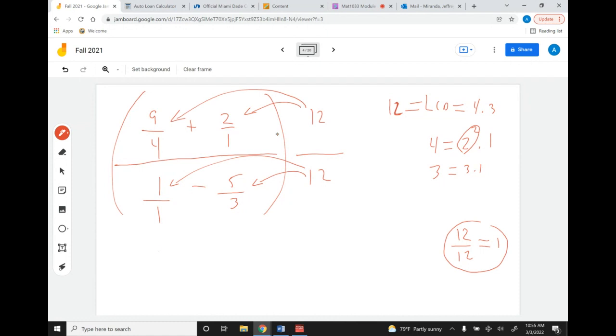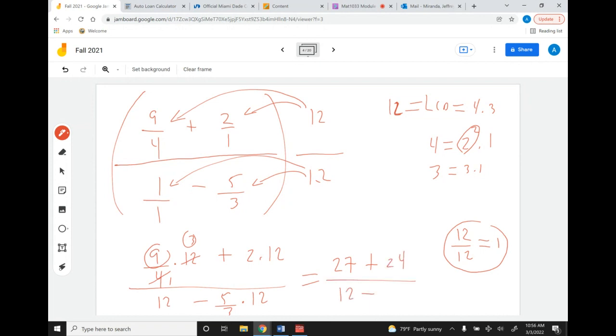So now I'm going to multiply 9 over 4 times 12. I'm going to simplify that later. 2 times 12. I'm going to simplify that later. 12 times 1 is 12 minus 5 over 3 times 12. Okay. Now what do I have? I can simplify this. Look, if I divide this 4 by 4, I get 1. If I divide the 12 by 4, I get 3. So I get 9 times 3 is 27. Plus 2 times 12 is 24.